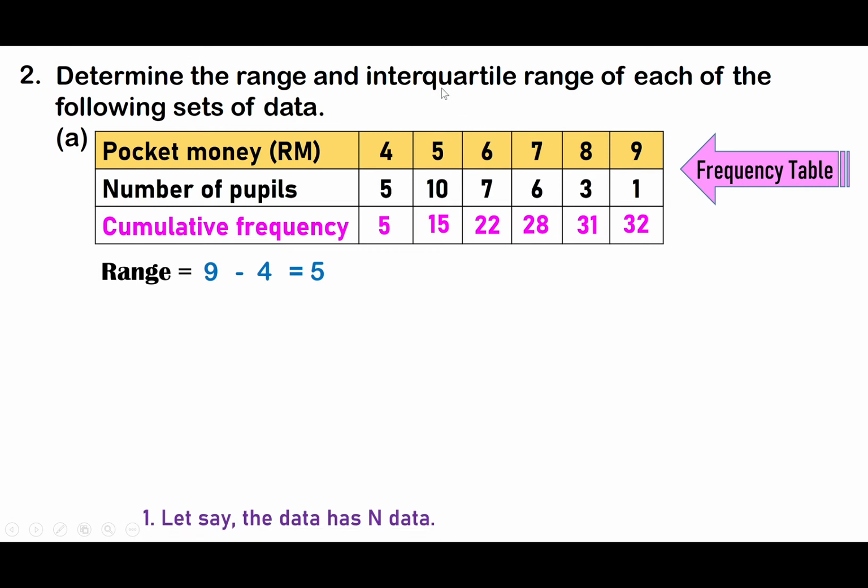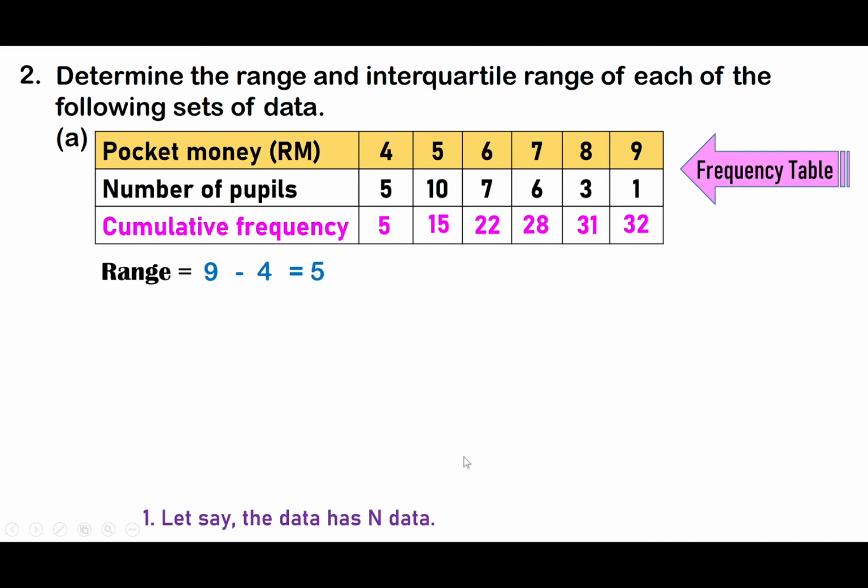Second part, I want to find the interquartile range. 我要找 interquartile range. 我要怎样子做呢? 我一定要去找 Q1, 一定要去找 Q3, 对不对? If I want to find interquartile range, sure, I need to find Q1 and Q3. Because interquartile range is Q3 minus Q1.